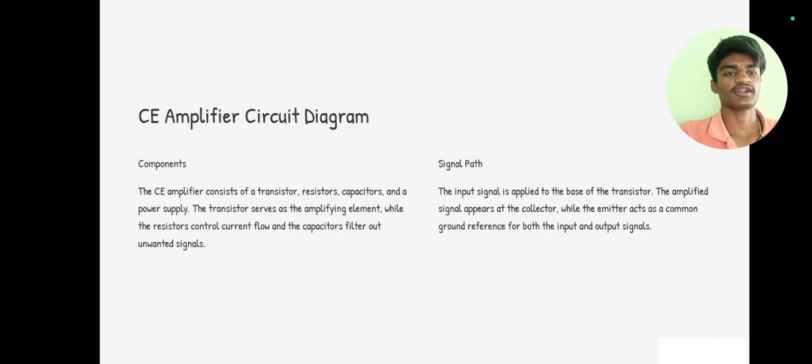The common emitter amplifier circuit diagram. It includes components and the signal paths. First one is components. The common emitter amplifier consists of a transistor, resistors, capacitors, and a power supply. The transistor serves as the amplifying element, while the resistors control the current flow and the capacitors filter out unwanted signals. The input signal is applied to the base of the transistor. The amplified signal appears at the collector, while the emitter acts as a common ground reference for both the input and output signals.